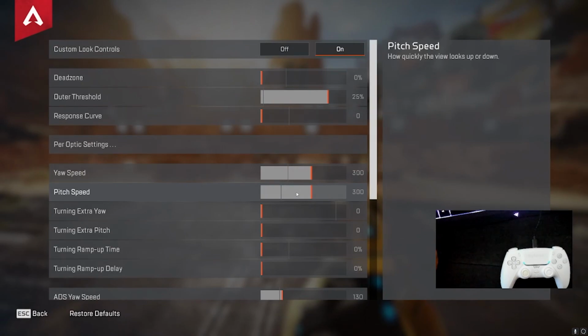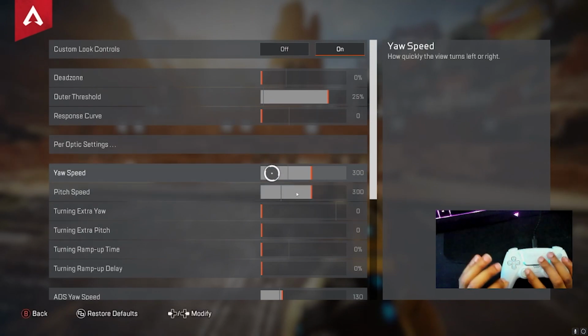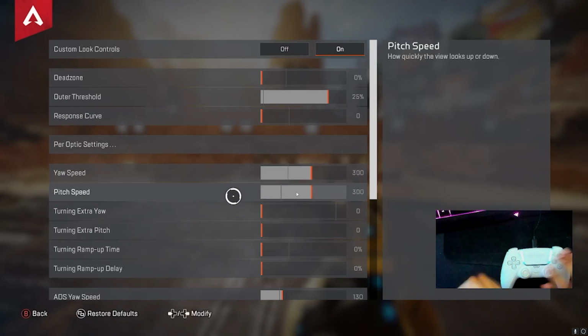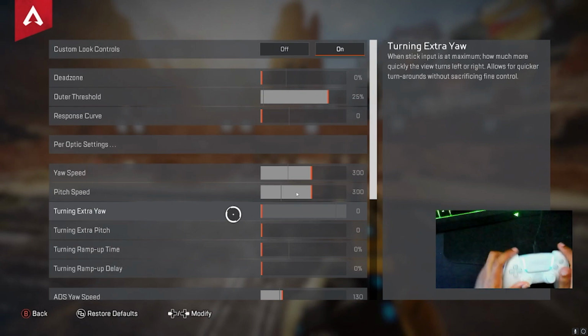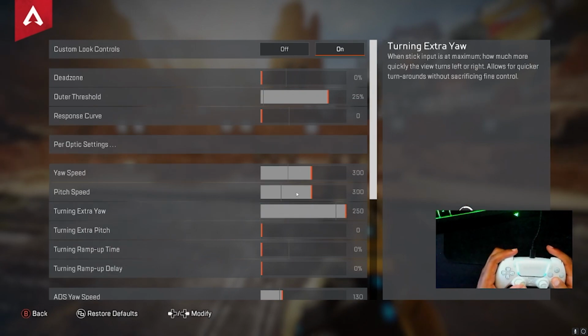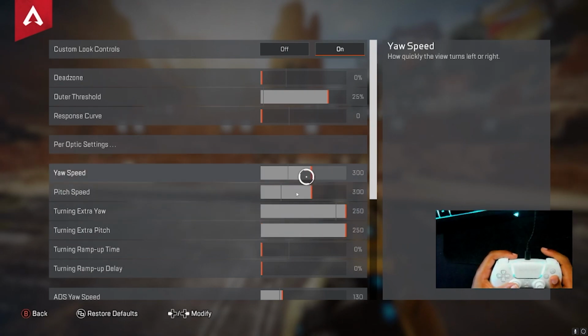Now, the yaw and pitch speed for both regular and ADS have exactly the same functions, with your yaw speed being your left and right speed and your pitch speed being your up and down. Now, your turning extra yaw and pitch is basically a boost of speed whenever you're at your right stick's maximum input when there's no enemy in sight. What that means, for demonstrational purposes, I will turn my extra yaw and pitch to 50, and I would drop down my yaw speed and pitch speed to 120.